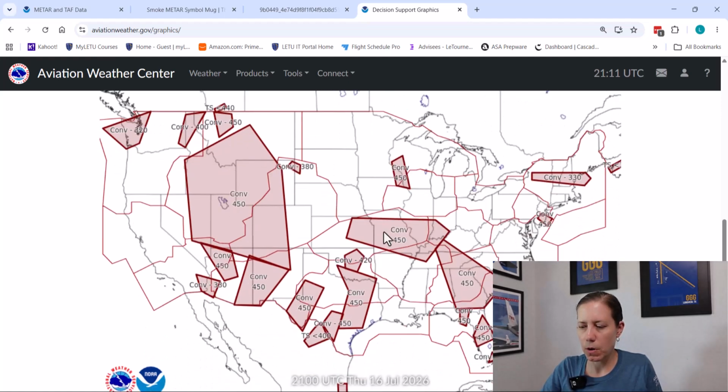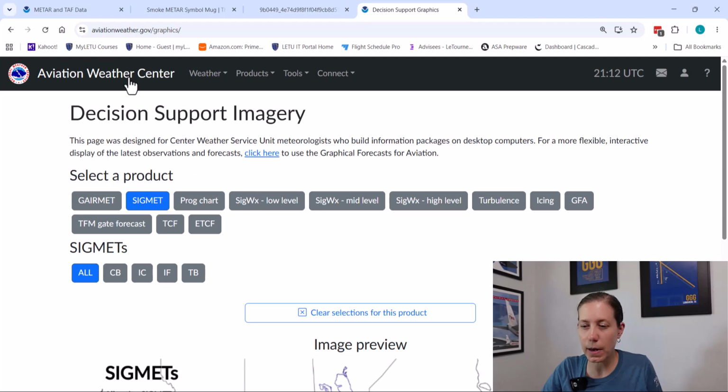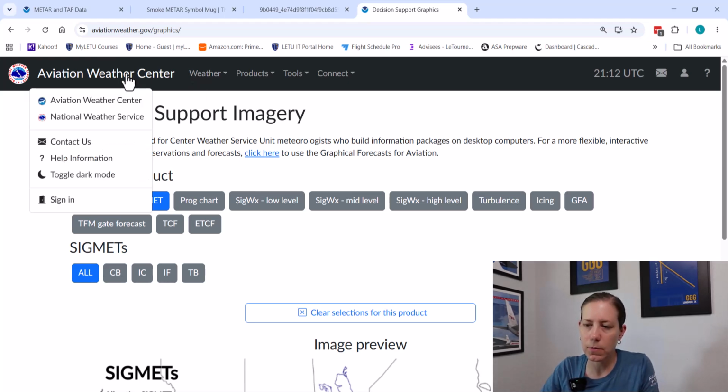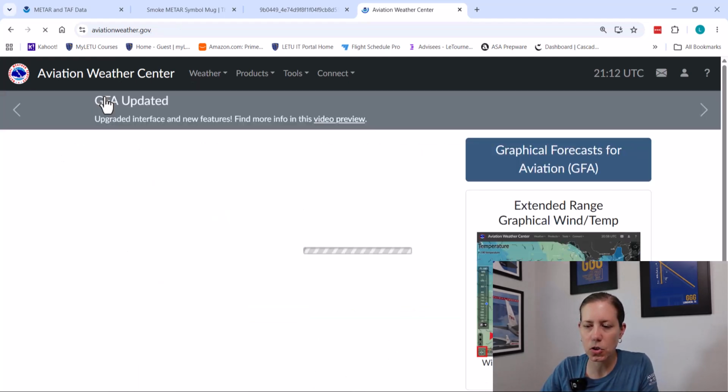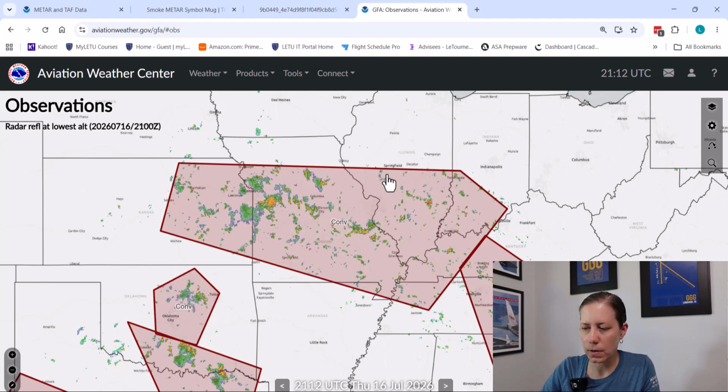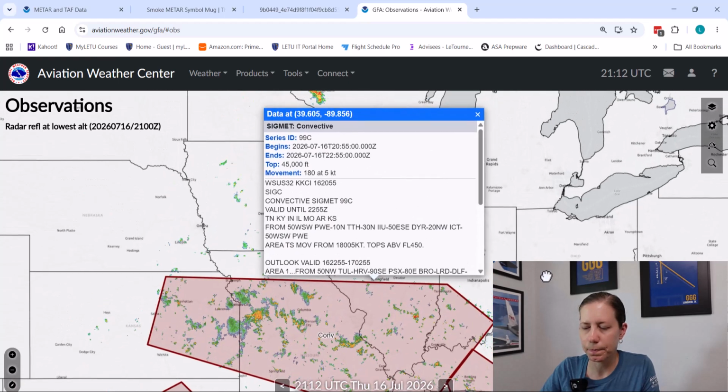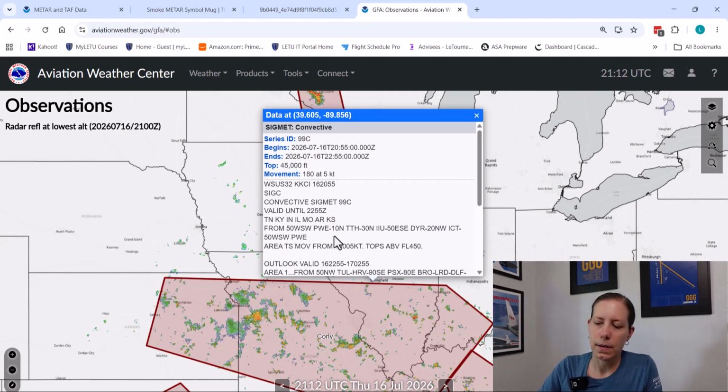Okay, awesome. And what are these numbers on here? Those are where the tops are expected to be up to. So here we have convective activity up to 45,000 feet, okay? That's what these are. Now, an easier way to look at this is probably, I'm going to go to Aviation Weather Center. Let's actually look at this one that we were looking for in the central United States. Okay, so here is a convective SIGMET.